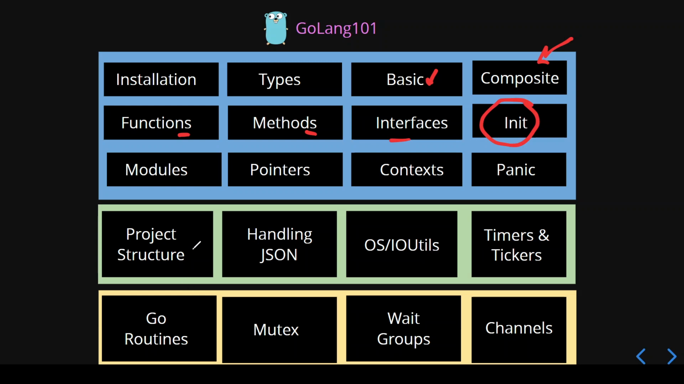Next, we are going to look at Go modules in our applications, which will simplify the way we work with dependencies. Then we will look at pointers. We will see the best practices and use cases where we can use pointers.